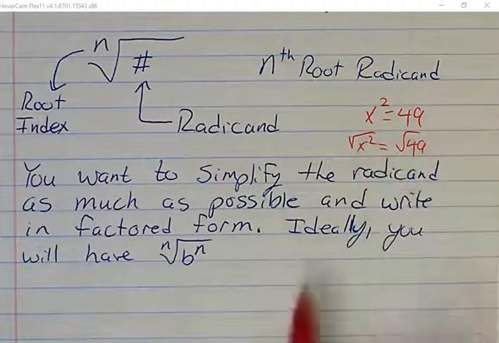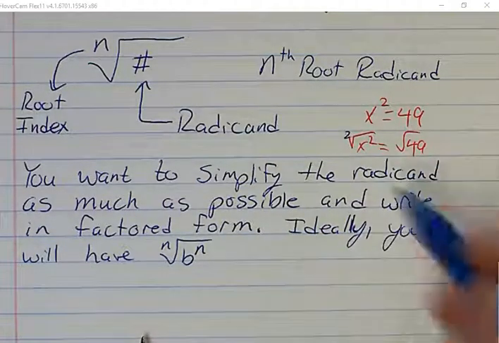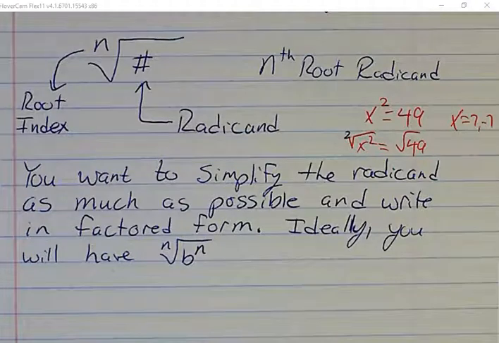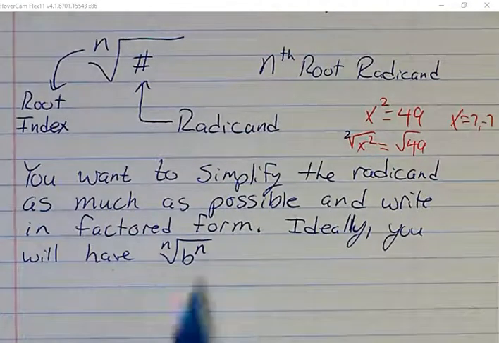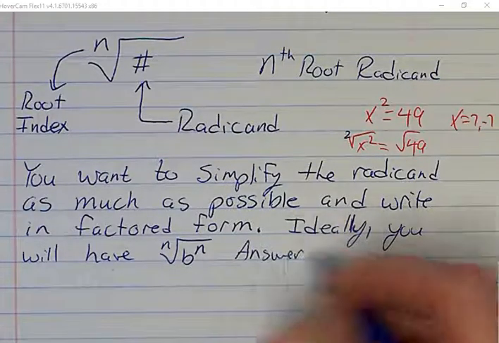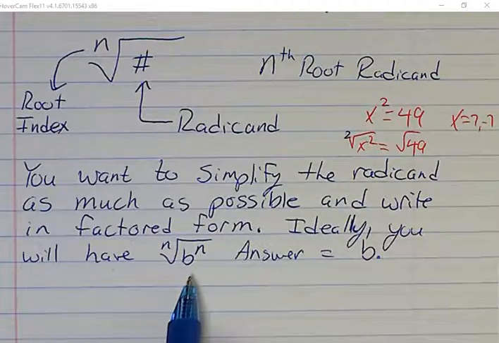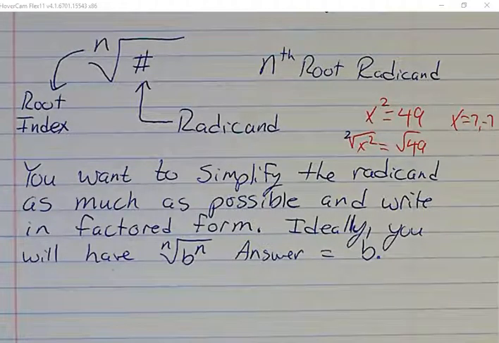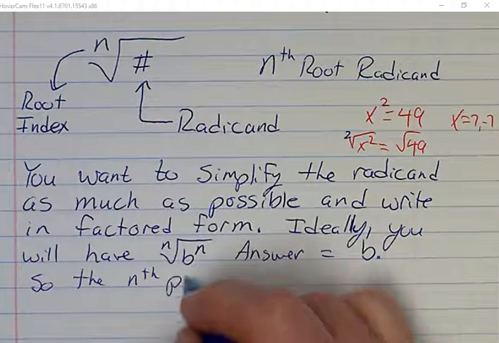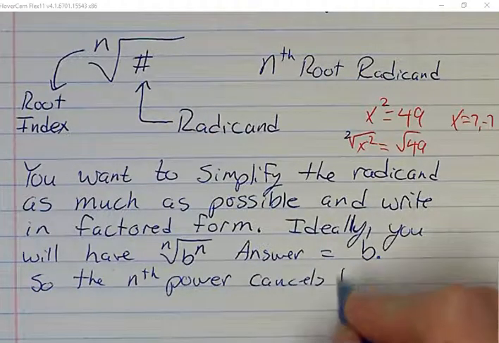And technically this was the second root. When we did this, if this was the second root and that was the second power, this would cancel and we would have just wound up with x equals 7 or x equals negative 7. So if we can rewrite these problems so that this index and this power are the same thing, the answer would be just b. Whatever that number is, or whatever that variable is that you have, they're going to cancel each other out. So that the nth power cancels the nth root.